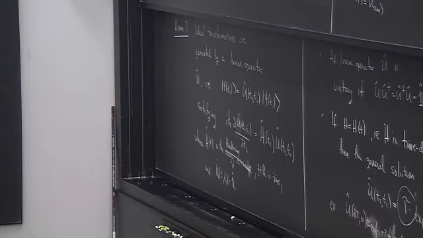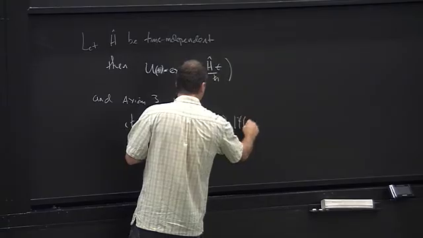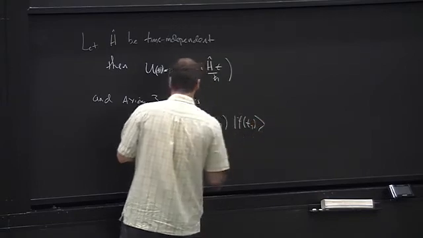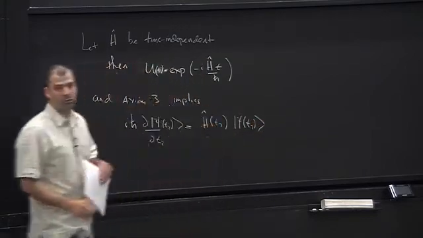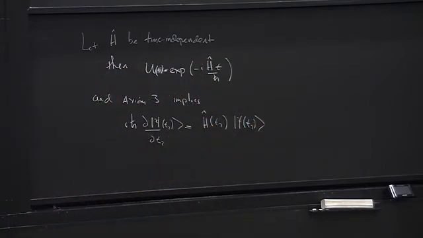axiom 3 implies that i h bar d psi by dt2 is equal to H of t2 acting on psi at time t2. Okay, so that's the usual form of Schrodinger's equation, which is implied by the way we formulated our axiom.